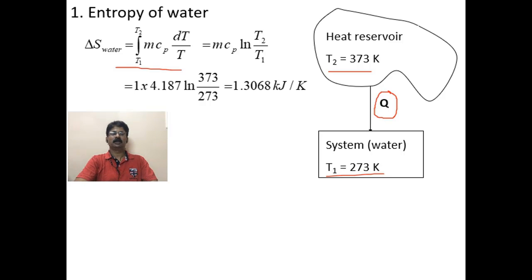Before that, let us integrate this. The integration of 1 by T with respect to dT is ln T, and applying the upper limit and lower limit you will get ln(T2 by T1). I hope all of you know how to integrate this. So substituting m as 1 kg, Cp of water as 4.187, and substituting for T2 and T1, you will get the entropy change of water as 1.3068 kilojoules per Kelvin. Clearly you can see the entropy change is positive, because whenever the temperature increases for a substance, the entropy change is positive.